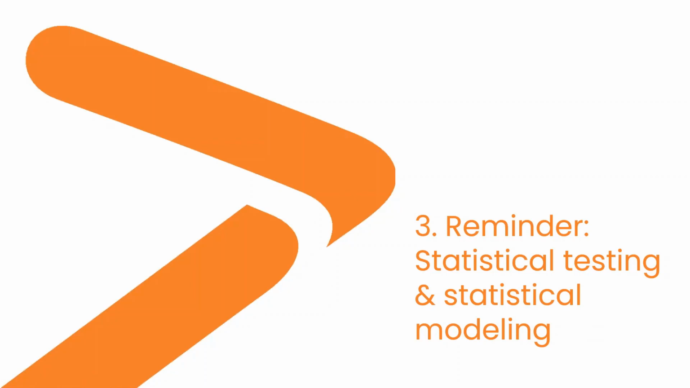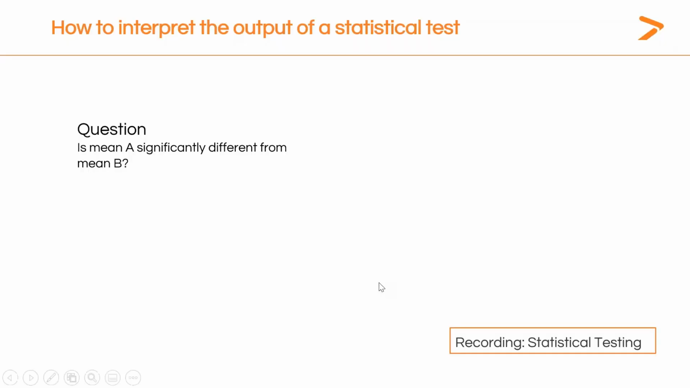Here's a small reminder about statistical testing and statistical modeling, which are two sides of the ANOVA method. I will start with statistical testing. So I remind you that statistical tests allow answering questions such as this one. This is a very simple question we may ask in the framework of statistical testing. Is mean A significantly different from mean B, or average A significantly different from average B?